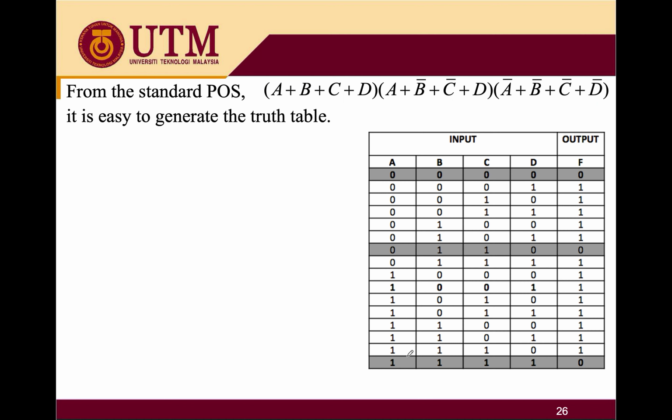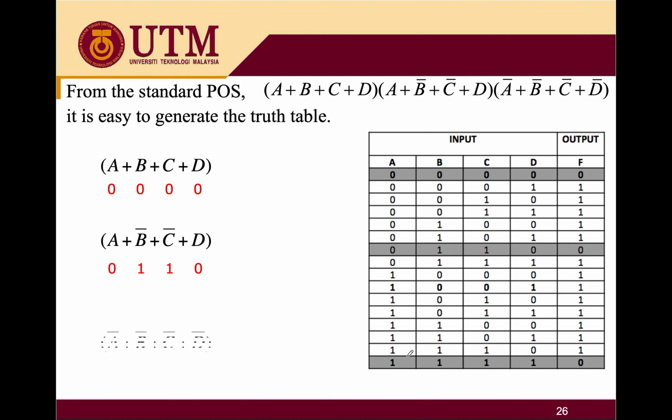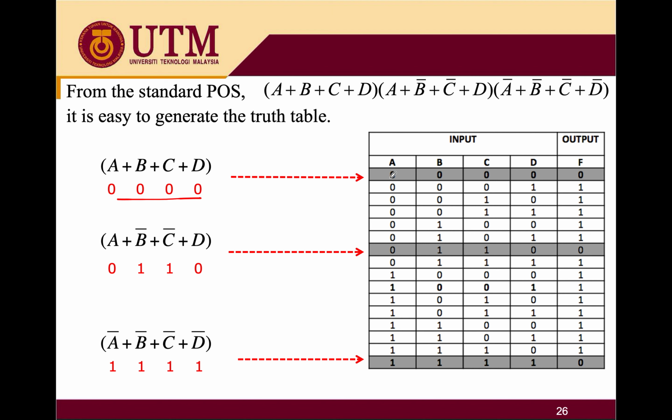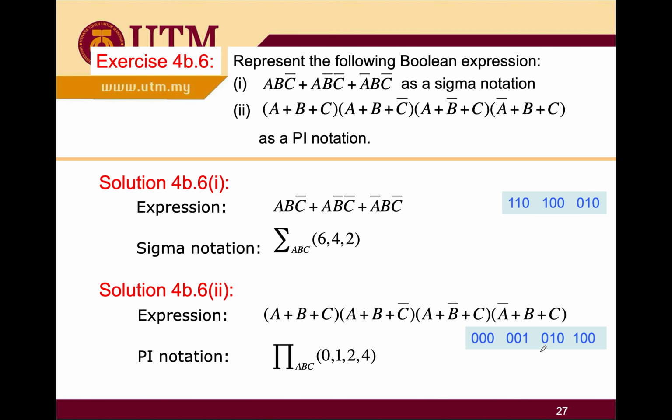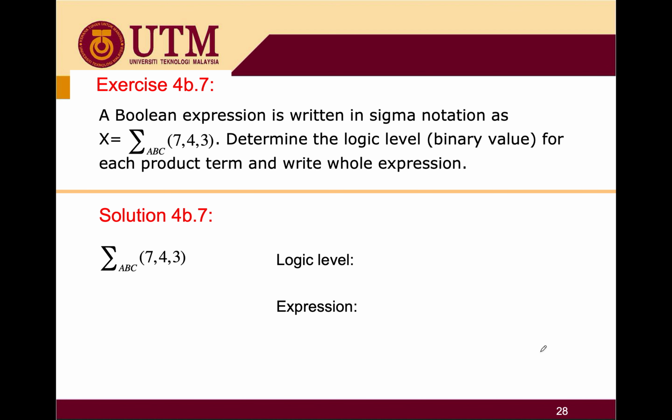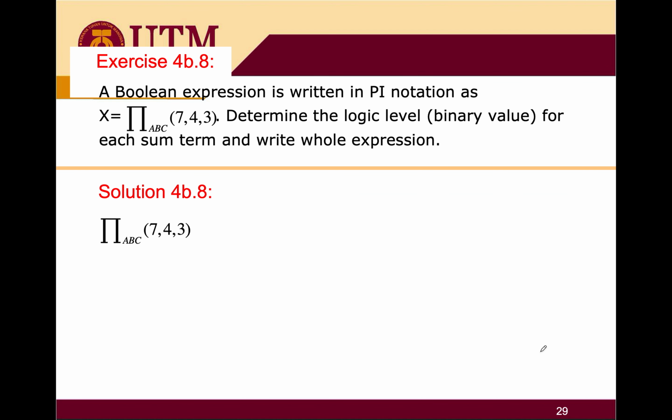This is the truth table example. Because you're going to have this one, 0 0 0 0, you will get the output as 0. 0 1 1 0, you will get the output as 0. Similar to this one, 1 1 1 1, you will get the output of 0. Please try to do this exercise, quite simple.